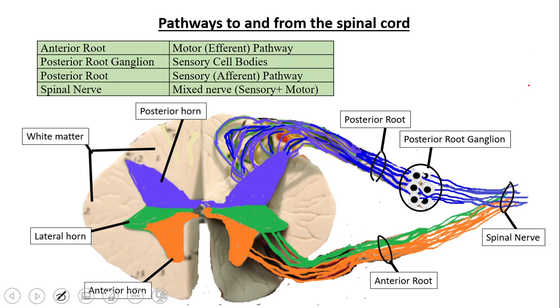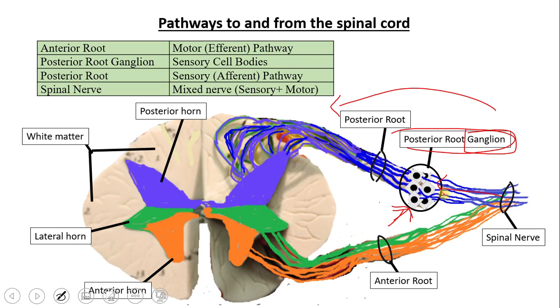The pathway going to the spinal cord is sensory. Any sensory signal has to stop first here at the posterior root ganglion. Remember, a ganglion means collection of cell bodies outside the central nervous system. And those cell bodies in the posterior root ganglion are sensory cell bodies.